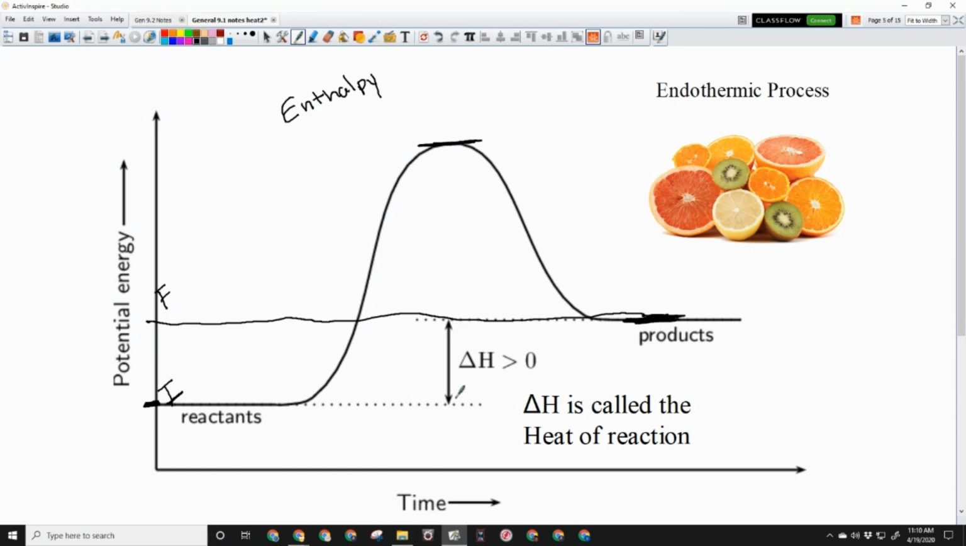It's a positive number. Now, a good example of an endothermic process is plants going through photosynthesis. And these plants take this energy from the sun. So remember, energy can't be created or destroyed. So plants take the energy from the sun. They use some of that energy to grow and become bigger, and some of that energy is stored. And plants store energy as fruit. And then we can now eat this fruit.